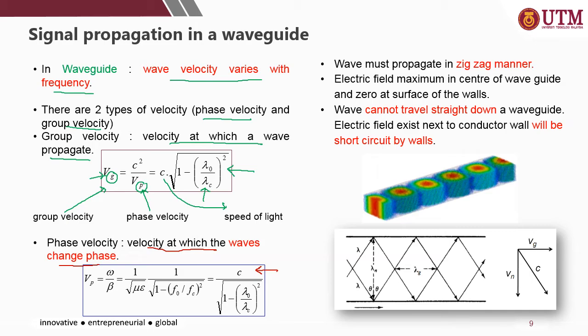Inside the waveguide, the wave propagates in a zigzag manner, just like this illustration. So the signals are propagated in zigzag motion, where there will be a reflection at the edge or inside the wall of the waveguide structure. And the electric field is maximum in the center and zero at the surface of the wall.